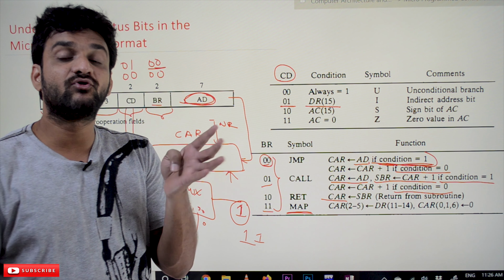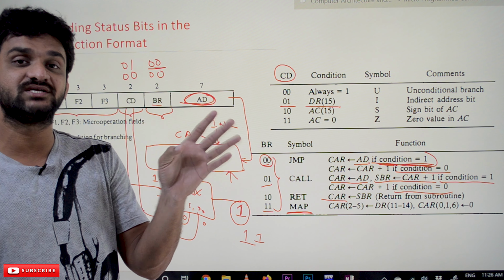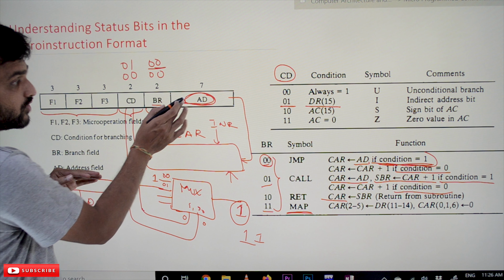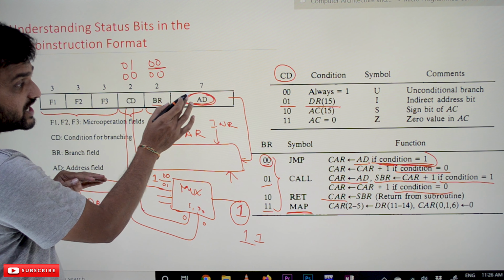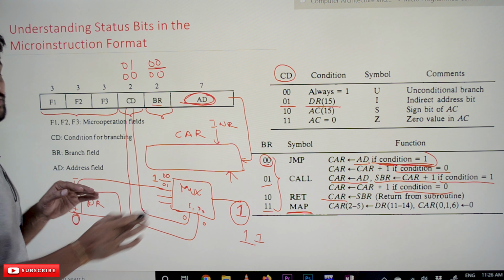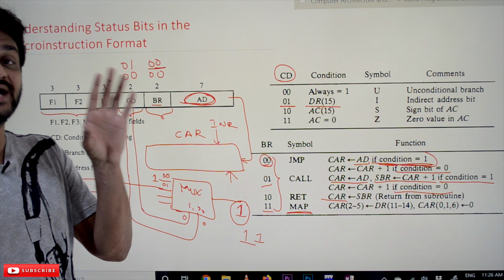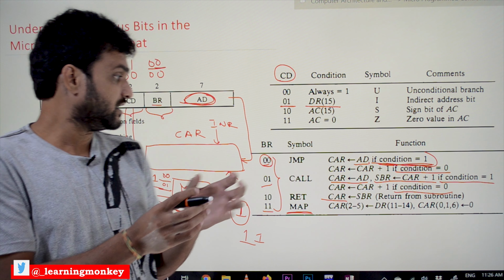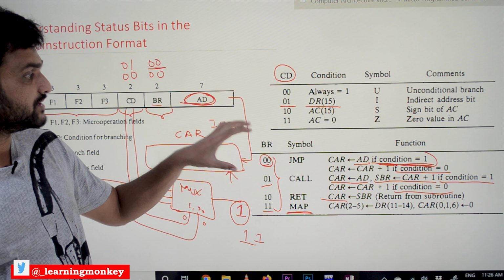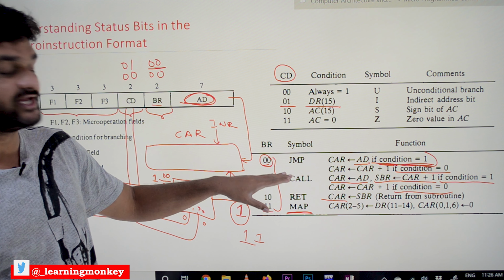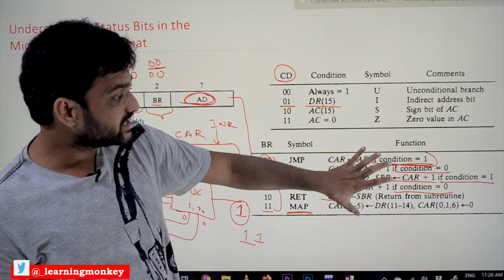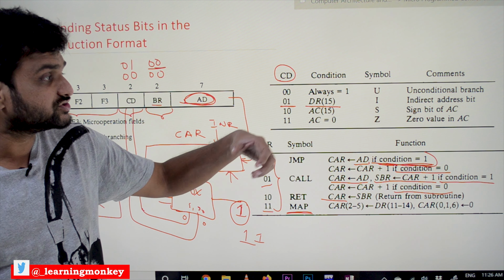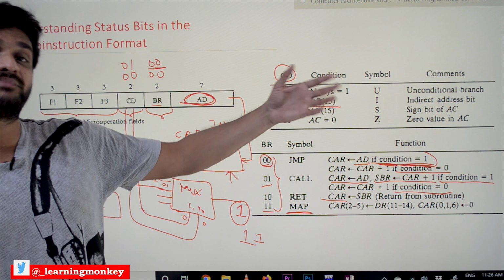So these are the 4 different types of address sequencing that have to be done. Address sequencing means what kind of address has to be stored onto the control address register. That is what we call address sequencing. So all these 4 operations will get executed based upon the CD and BR values. In our next videos we will try to understand the hardware part of it.